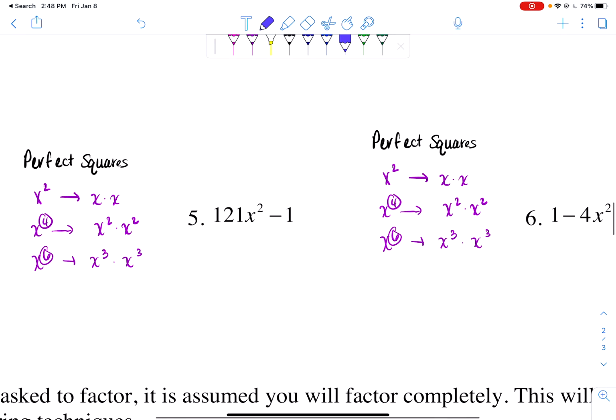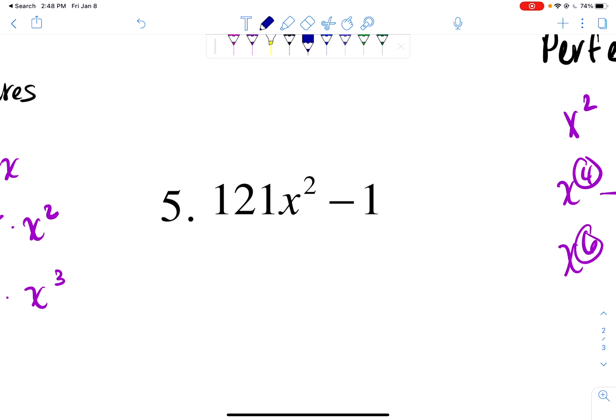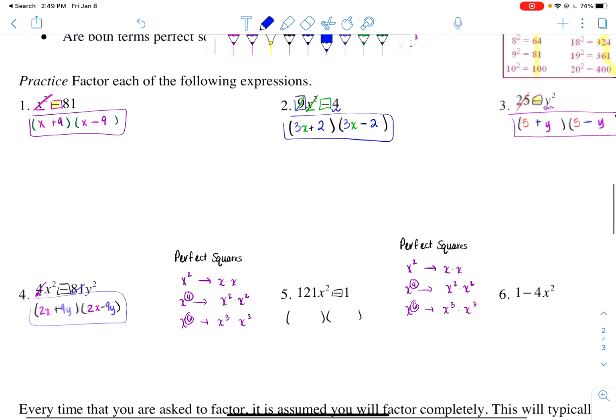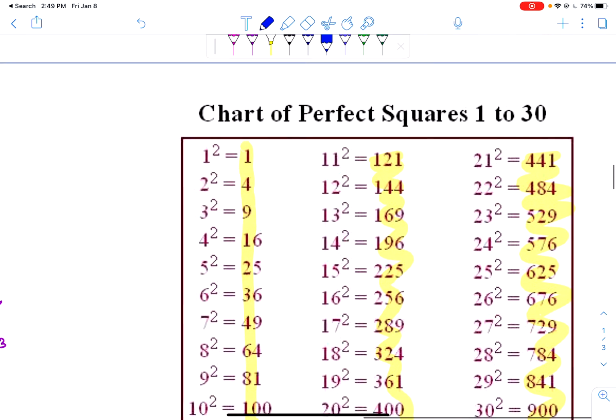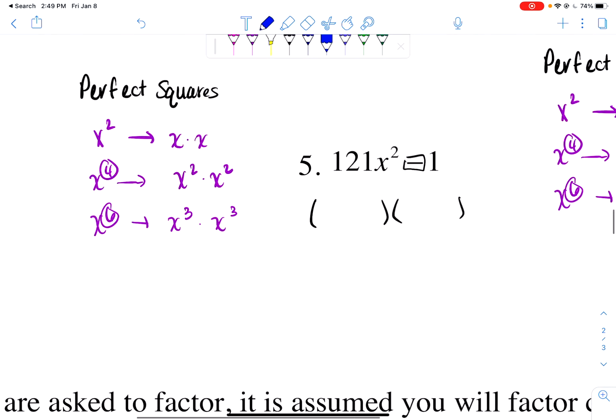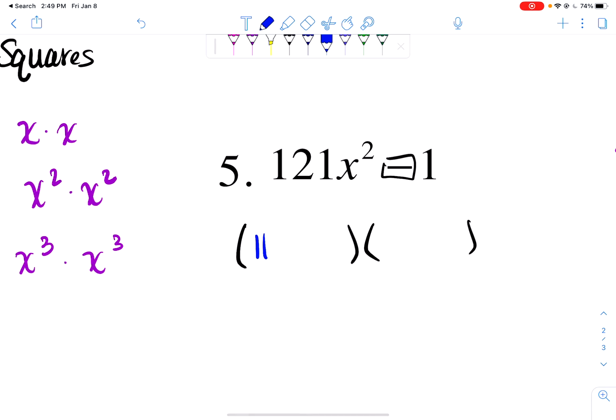Let's do number 5. Everything's a perfect square. I got my minus. Do your parentheses. What makes 121? If I look, it's an 11. 11 times 11 is 121. So I have 11, 11. Cross it out once you use it.